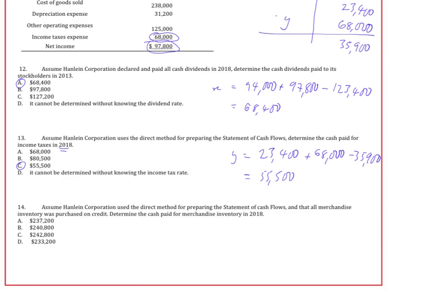And the last question, question 14. Assume Hanline Corporation used the direct method for preparing the statement of cash flows and that all merchandise inventory was purchased on credit. Determine the cash paid for merchandise inventory in the year. Okay, and this is as bad as it gets. What we've got to do is look at the movement on the account for inventory and on the account for accounts payable.